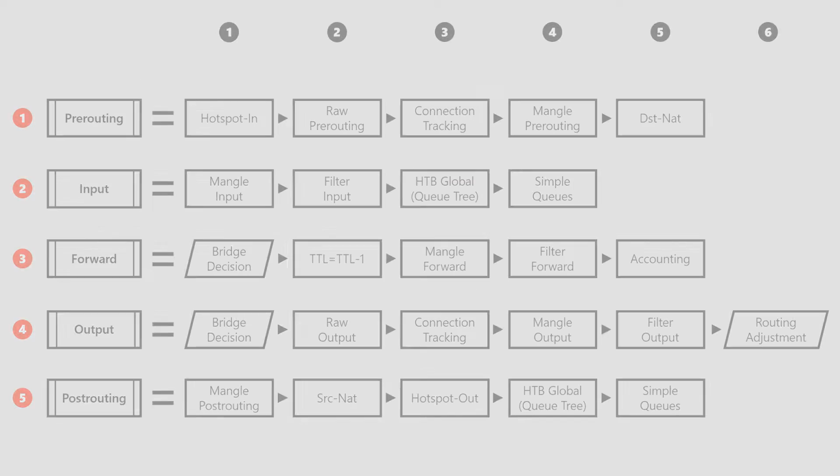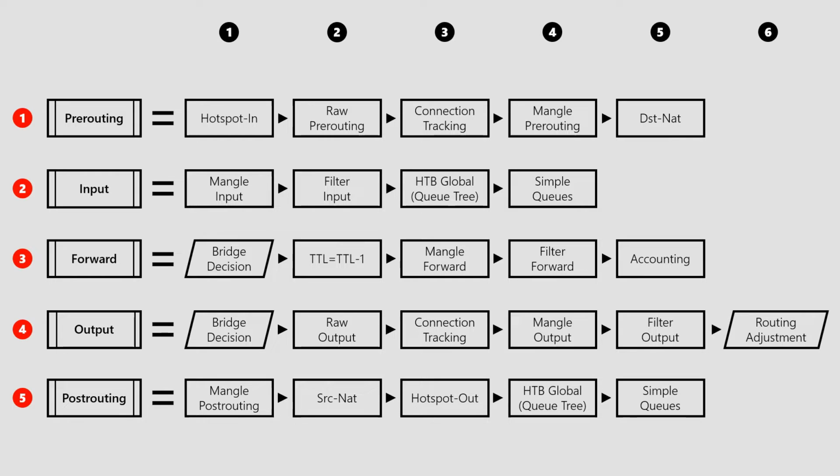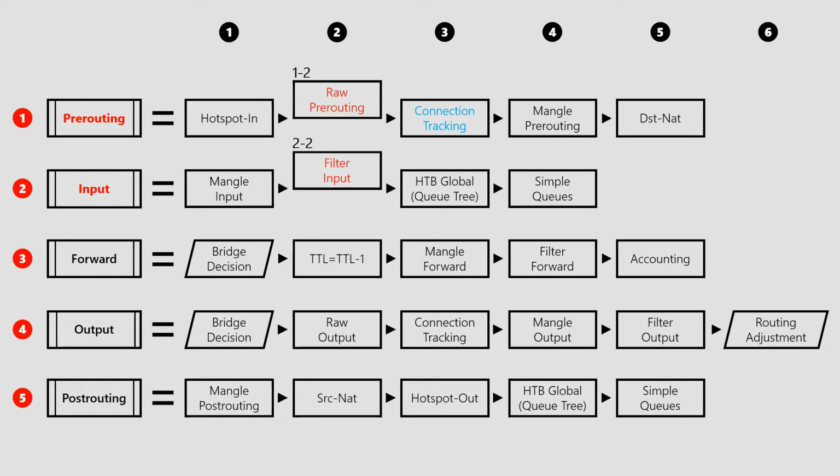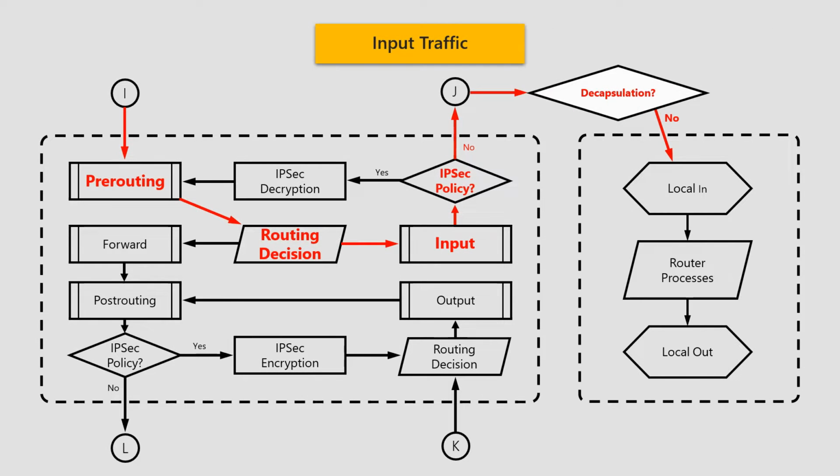As a result, based on what we have discussed so far, in the two processes of pre-routing and input, we have one connection tracking stage, and the places where we have the means to stop input traffic are raw pre-routing, before connection tracking, and filter input, after it. In the packet flow diagram, if we use raw pre-routing, we will stop input traffic before the routing decision, whereas if we use filter input, the traffic would be halted before exiting the routing flow toward the hardware's local processes.